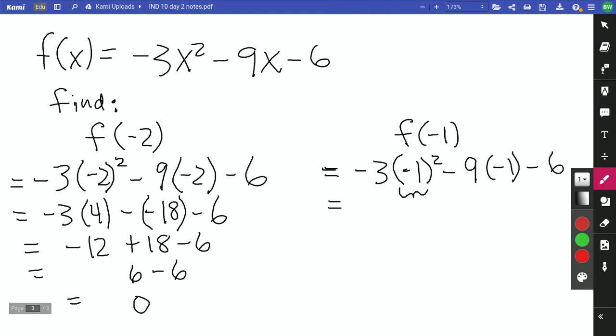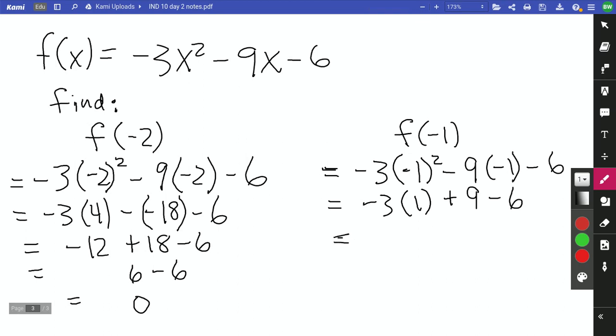So we have -3 still, and we just square that -1, and that gives us 1. Okay, because a negative times a negative is positive. So here we're subtracting 9 times -1. So we're subtracting a negative, right? 9 times -1 is -9. We subtract that. Subtracting -9 means adding 9. Okay, and then minus 6.